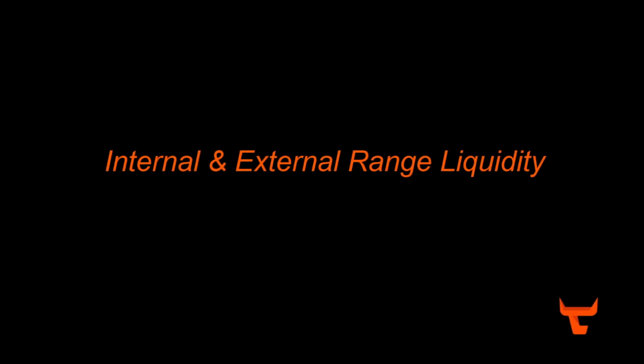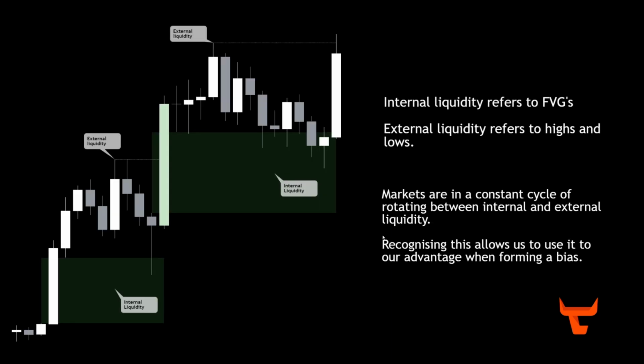So let's dive in. The first ICT concept, which I find extremely helpful in finding a high time frame bias, is internal and external range liquidity. Internal liquidity refers to fair value gaps, or gaps as I'll refer to them from now on. External refers to highs and lows. Easy enough, right? Markets are in a constant cycle of rotating between internal and external liquidity. Recognizing this allows us to use it to our advantage when forming a bias.